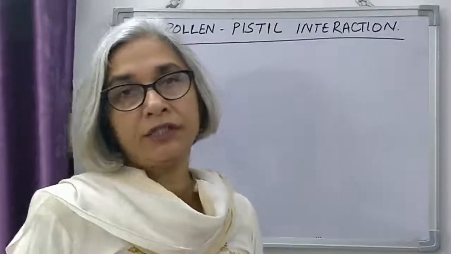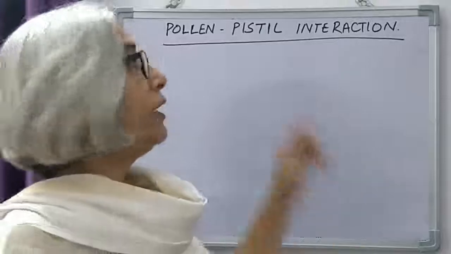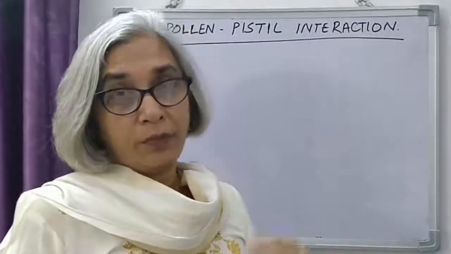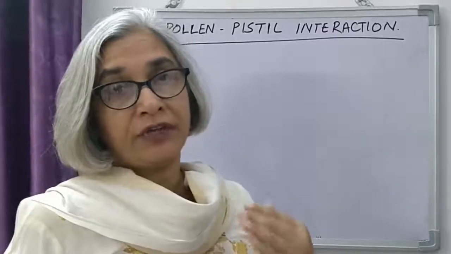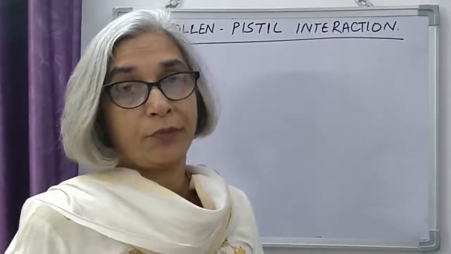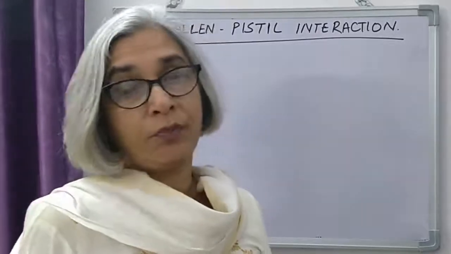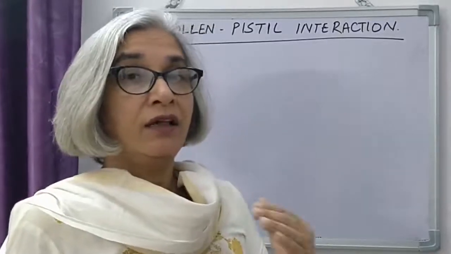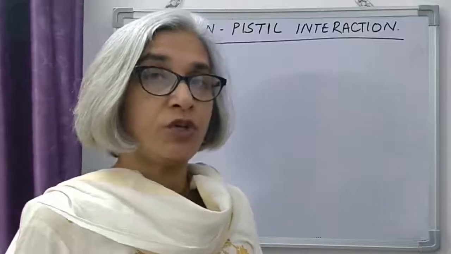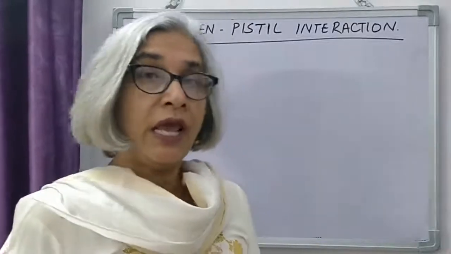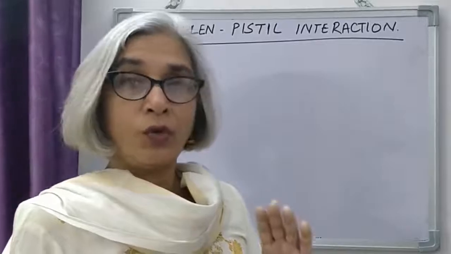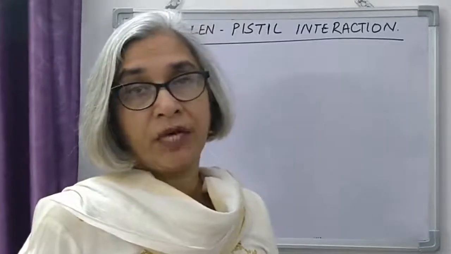Now after pollination, we will discuss the pollen-pistil interaction. When pollination takes place, the pollen reach the stigma of the carpel. All those events that take place after the pollen grain has landed on the stigma, till the pollen tube that is produced on germination by the pollen grain enters the ovule, are together collectively termed as pollen-pistil interaction.